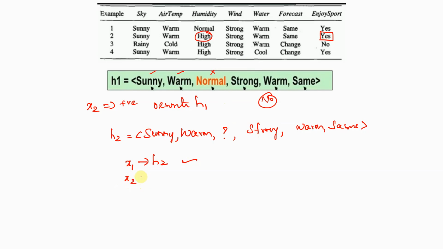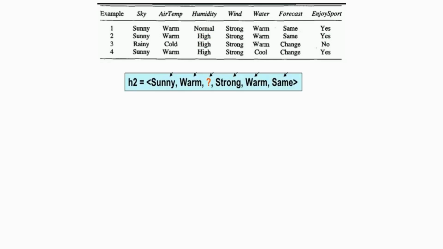So when I pass X2 to the hypothesis H2, that is also sunny, warm, and we have high, but our hypothesis has a question mark, so it can accept anything. So that also gets cleared. Now we are moving to step 3. In step 3, our hypothesis H2 is there. Now I am going to consider X3.